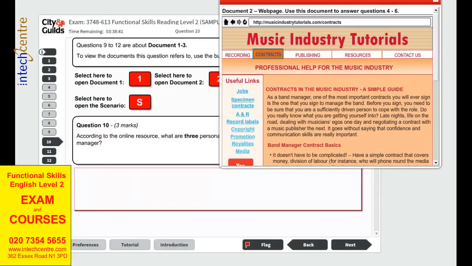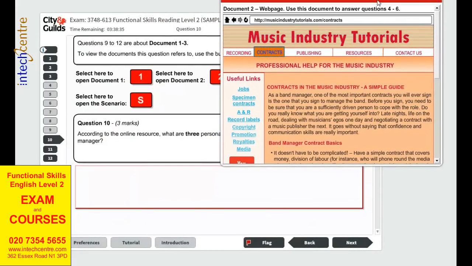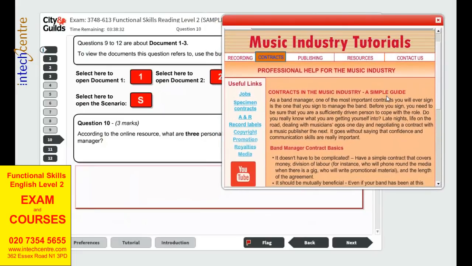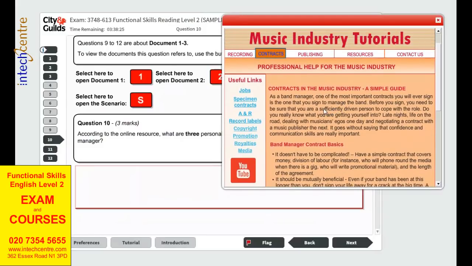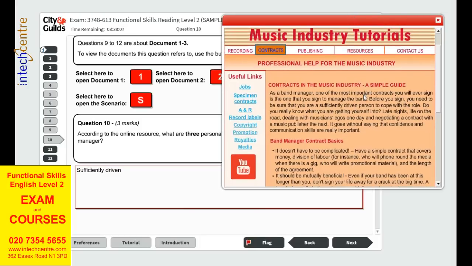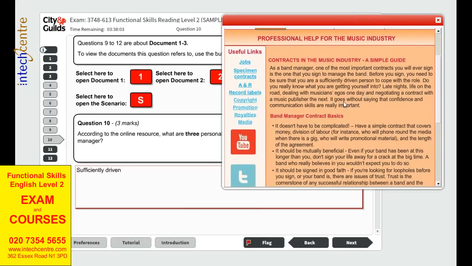So 3 personal attributes. So what are personal attributes? They are qualities or characteristics of a place, person, or thing. So we're looking for characteristics. We need to look for specific words that are related to characteristics, a quality of a person. So before you sign, you need to make sure that you are sufficiently driven to cope with the role. So being sufficiently driven is of course a personal attribute. Okay, is there any more that we can find? Let's have a look. It goes without saying that confidence and communication skills are really important. So that's 2. So we found all 3 within the first paragraph.